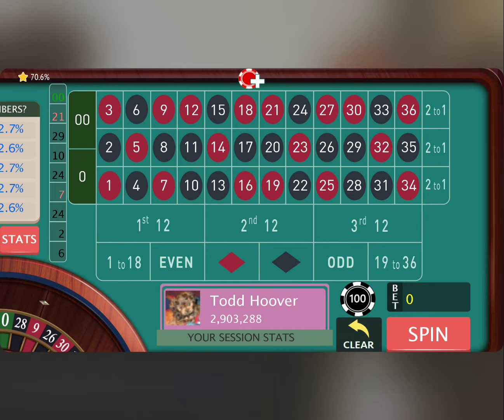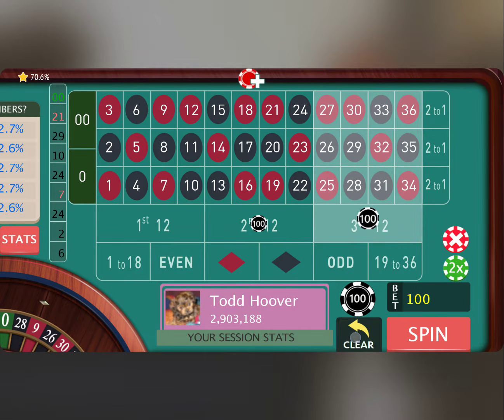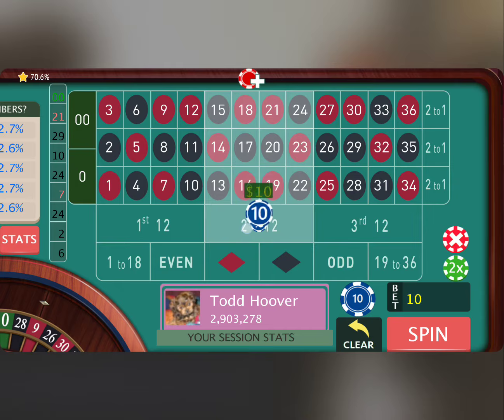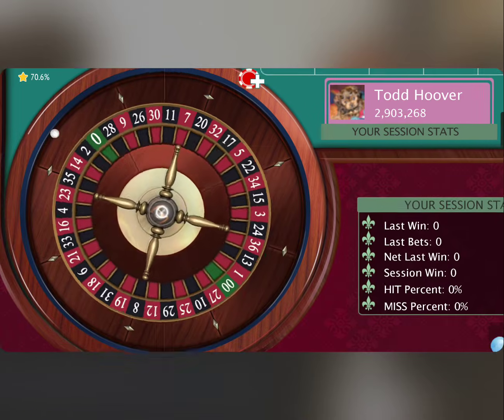Basically what you're going to do is play the last two dozens to hit, or the last two columns. We're going to stick on the dozens this time, just to make it easier so you can understand it. If a zero hit like at the top, you just ignore it and you put your $10 on, not the hundreds, you put $10 on the last two dozens to hit and you spin.